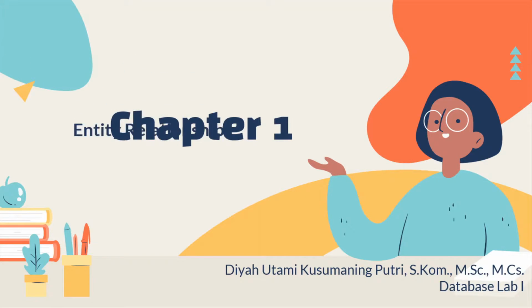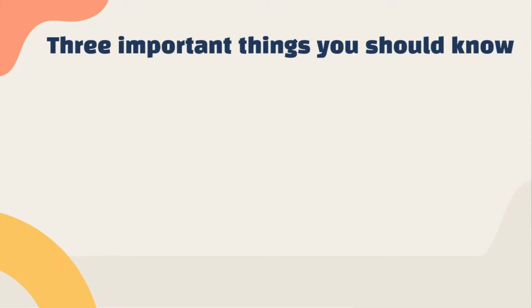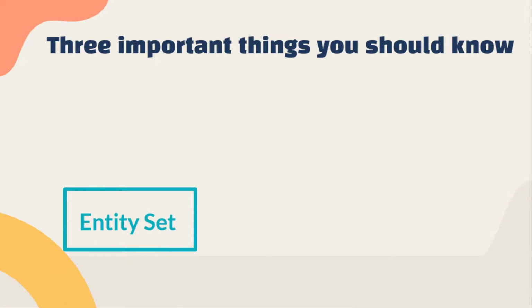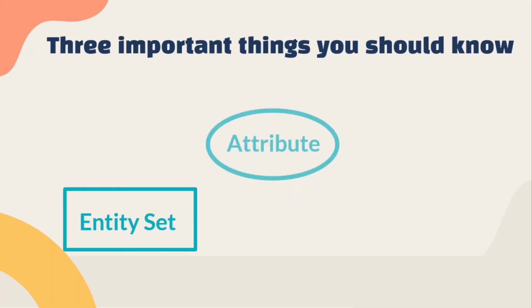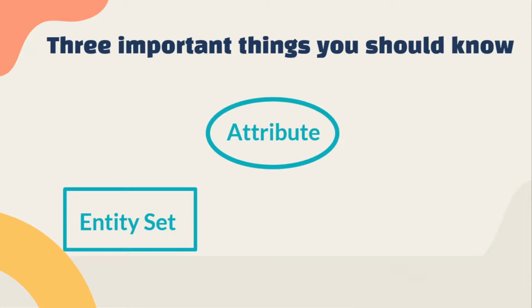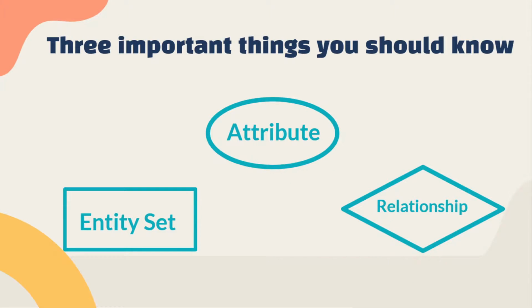In this video, I will explain about entity relationship. Before we discuss what an entity relationship diagram is, we need to know the three important components to build an entity relationship diagram. First is entity set, the second is attribute, and the third is relationship. Let's discuss in more detail.